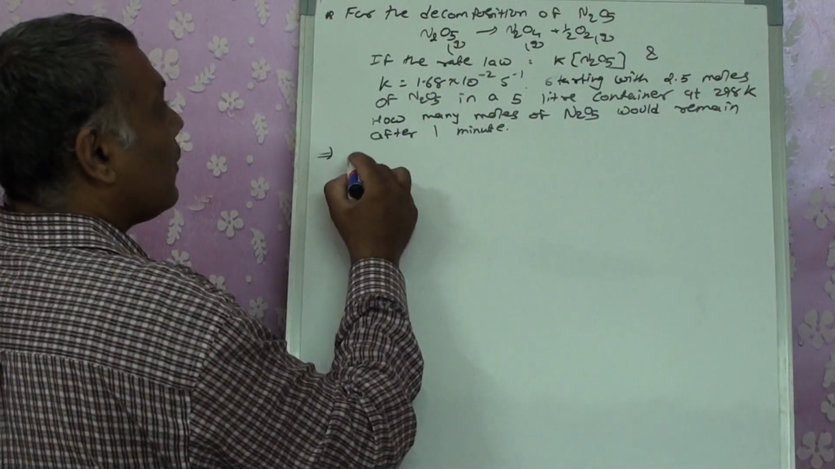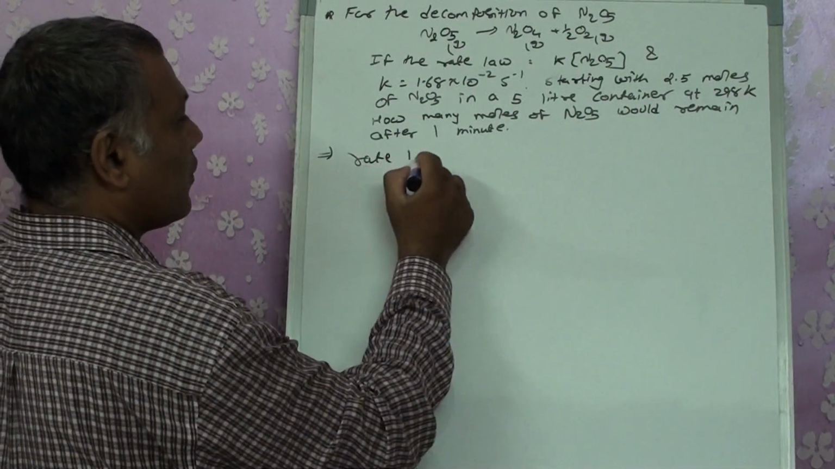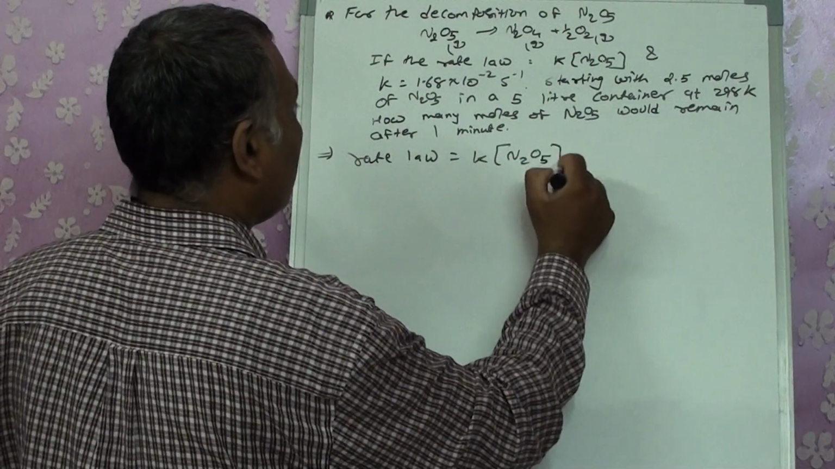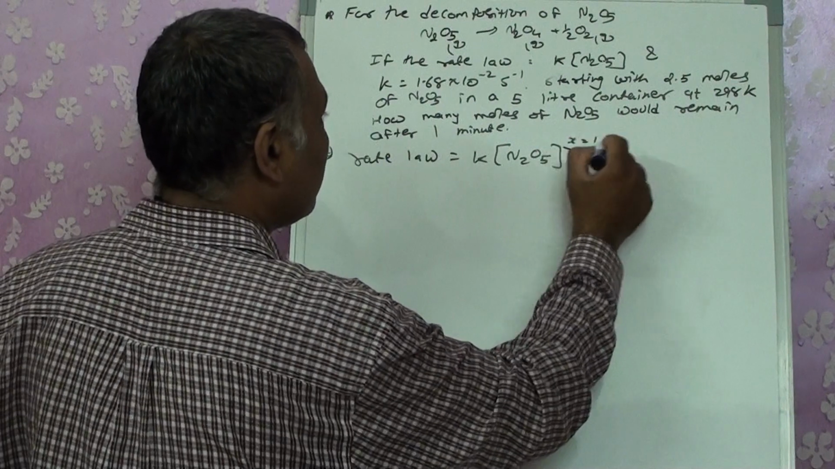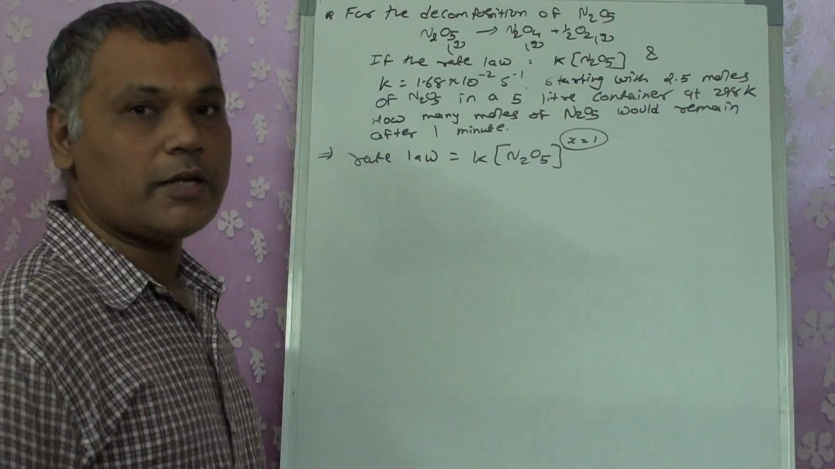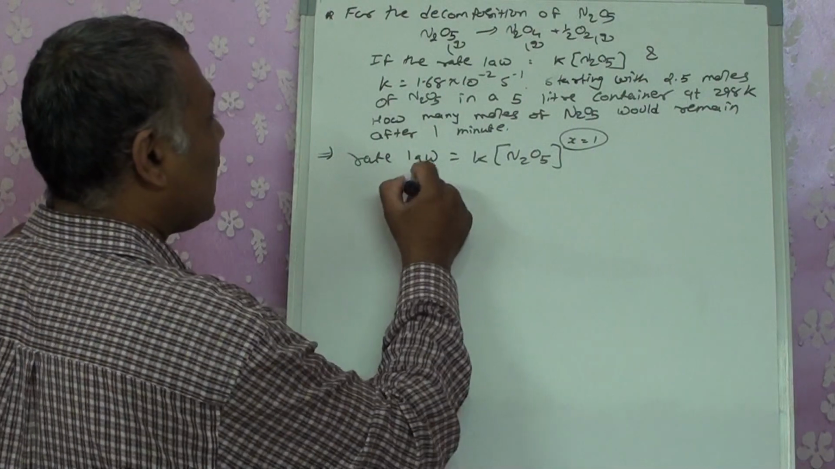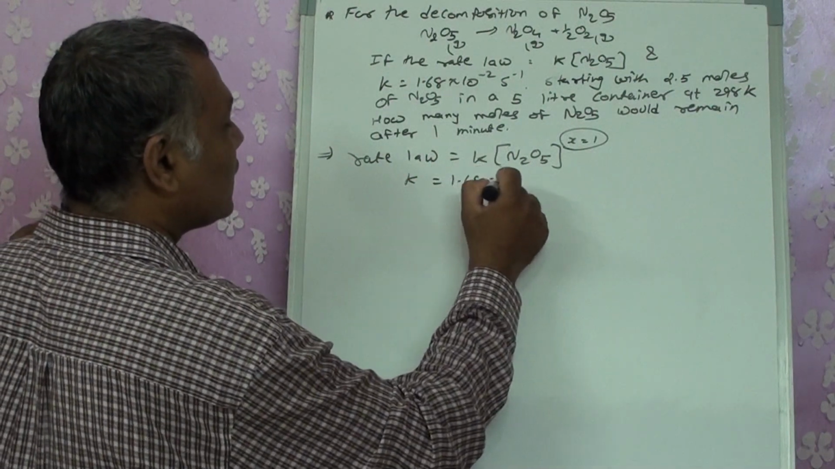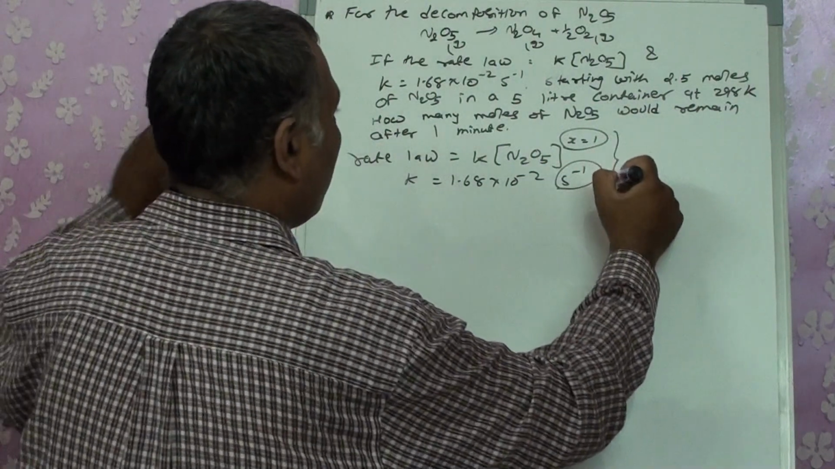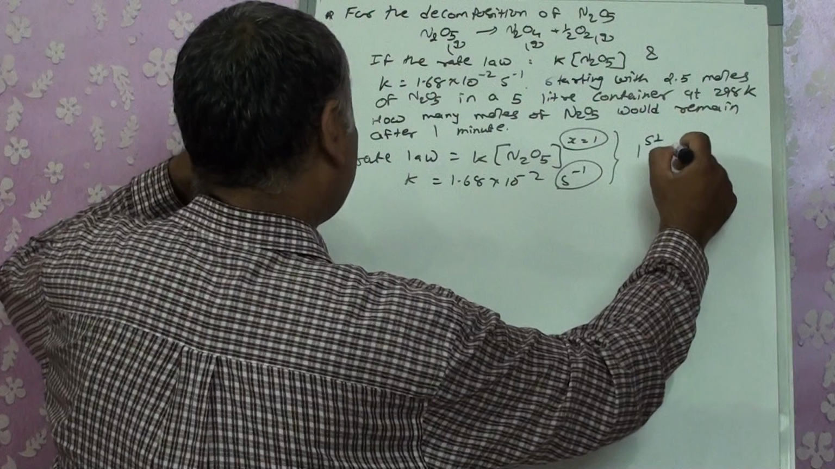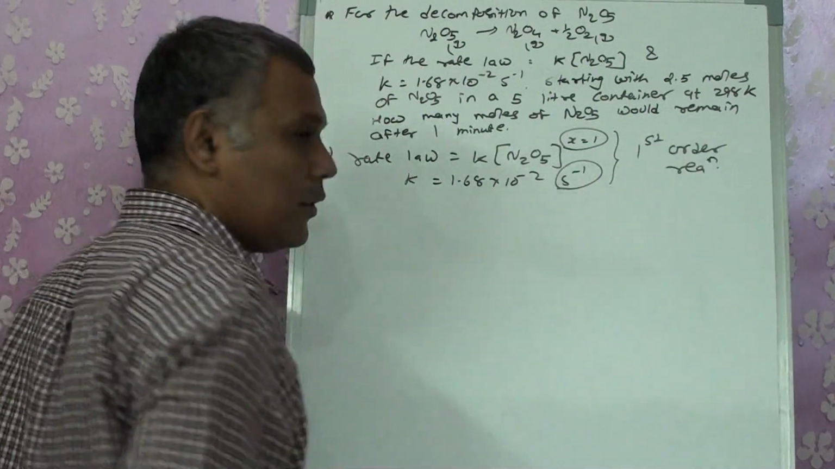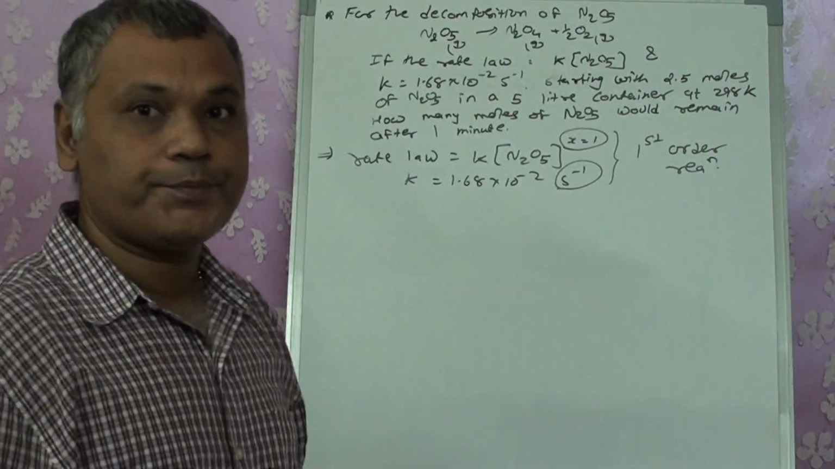See, rate law is equal to K[N2O5]. Now this is indicated as 1, right? So that helps me that it's a first order reaction. Even the K is given to me as 1.68 into 10 raised to minus 2 second inverse. Both of them help me that it's a first order reaction, right?